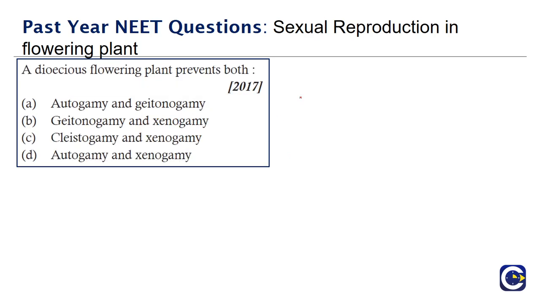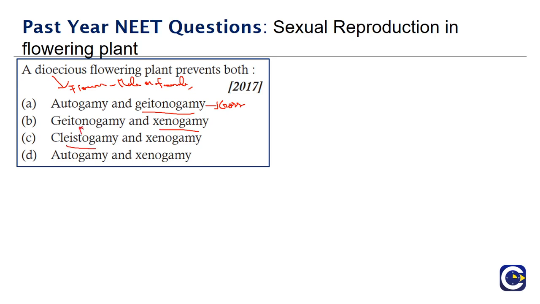So moving on to the next question. A dioecious flowering plant prevents both autogamy and geitonogamy, geitonogamy and xenogamy, cleistogamy and xenogamy, autogamy and xenogamy. A dioecious flowering plant has, in each flower, only either male or female, not both. In autogamy there is fertilization occurring within the same flower. Geitonogamy is genetically the same, but it is cross pollination in the same species but in different plants. Xenogamy is in a different population.